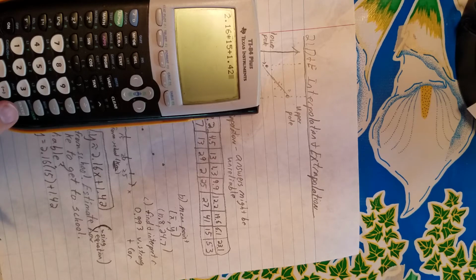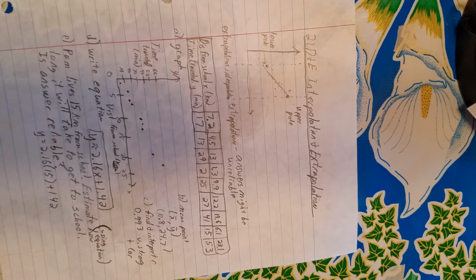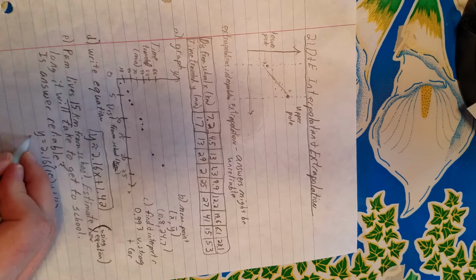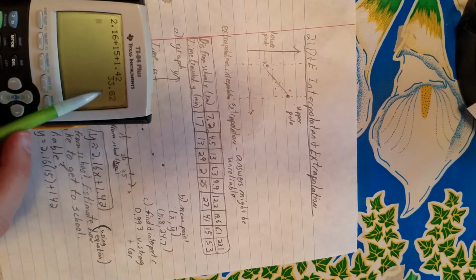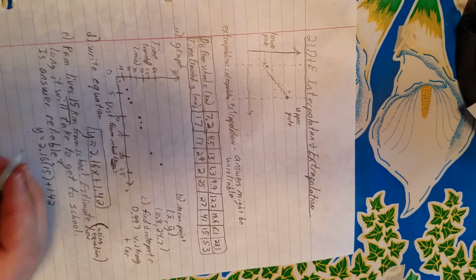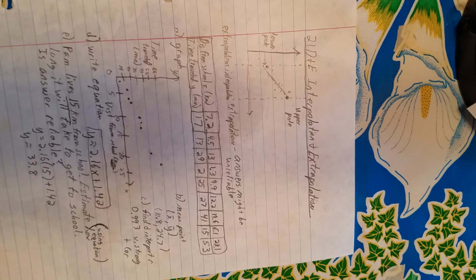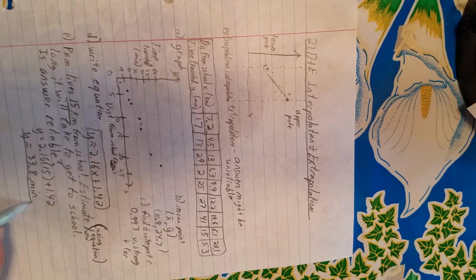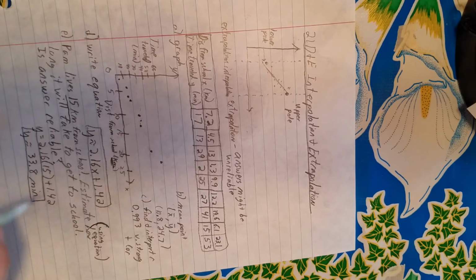33.82. Now we do want to round that to 3 significant figures. So even though it terminated on the calculator, remember this was a rounded equation to begin with. So we do have to round that to 3 significant figures. Now IB is pretty lenient on taking the answer 33 or 34, but they will not take the 33.82. That's the first part. Is it reliable?